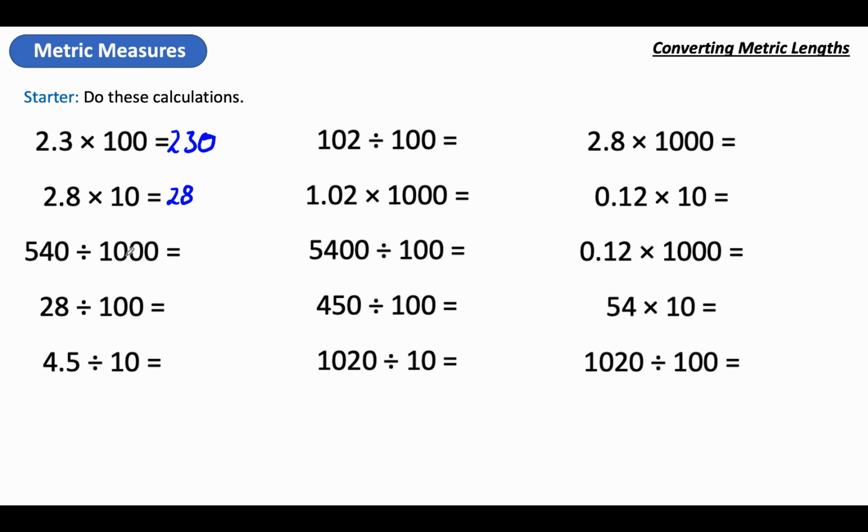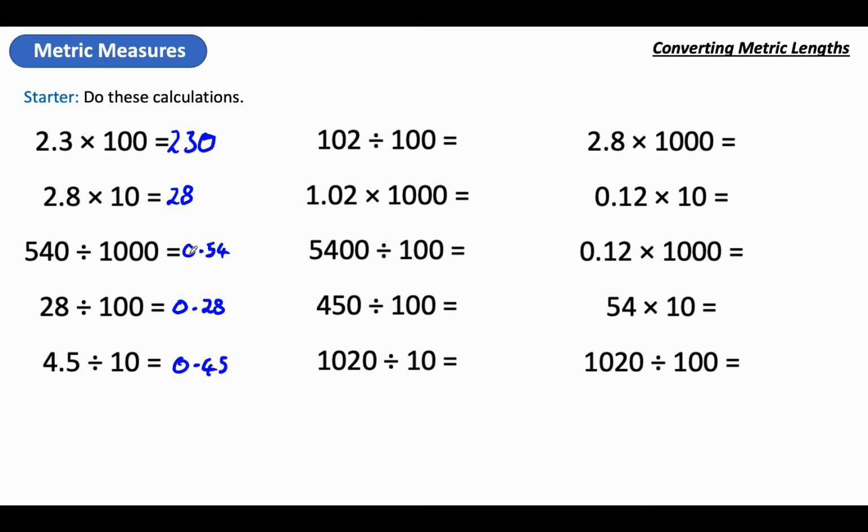Now, if we're dividing, we do the same thing. We're shifting our numbers either bigger or smaller, but dividing, we're going to shift them smaller by 3 places. 3 zeros, so 3 places. So it becomes 0.54. You could put the 0 on the end, but we just don't need it. It's what we call a trailing 0. We just don't need it there. 2 places smaller for this one, so 0.28. 1 place smaller for this one, 0.45.